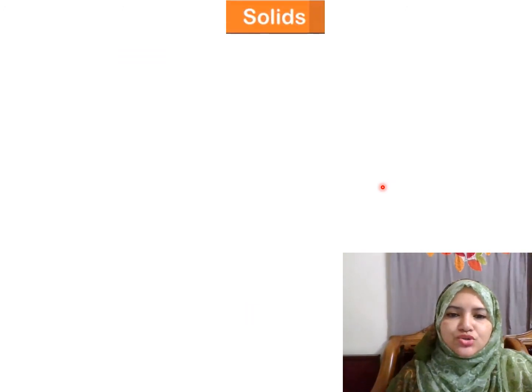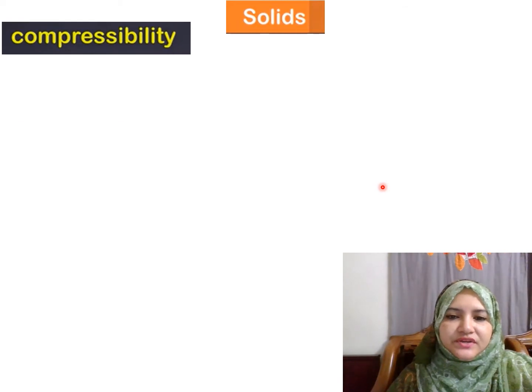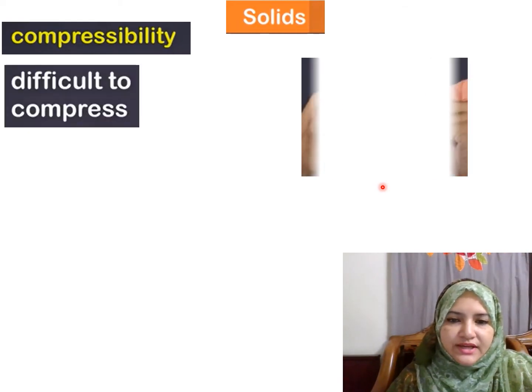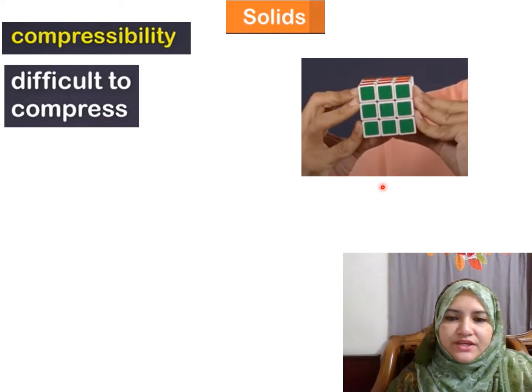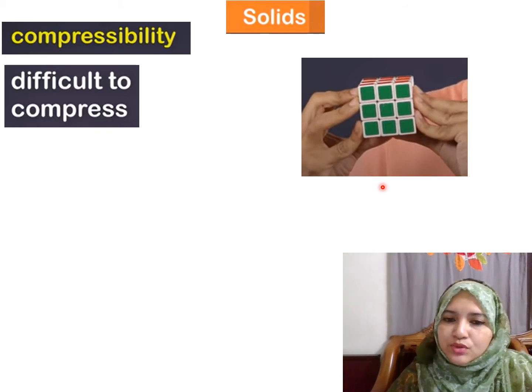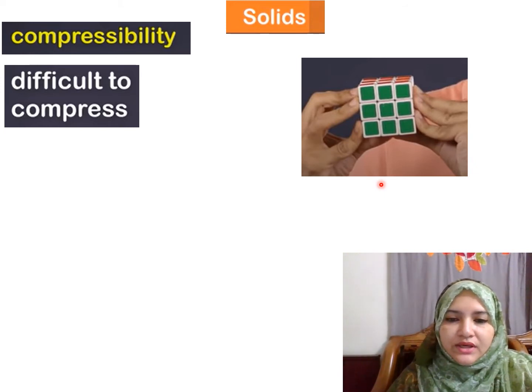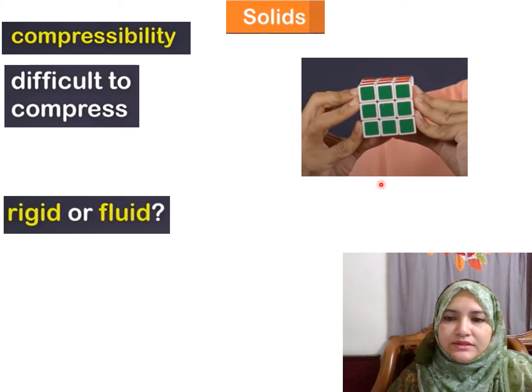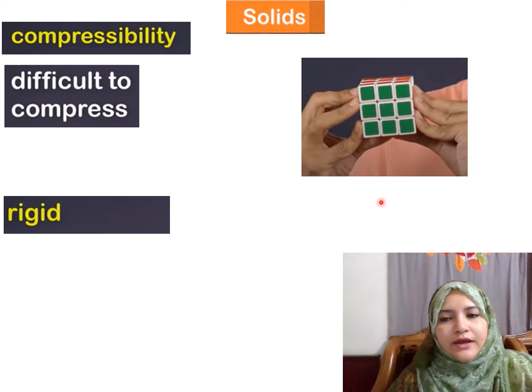And let's look at the compressibility of solids. Usually, solids are difficult to compress. For example, if I try to press the cube, I cannot compress this cube. Okay, and are solids rigid or fluid? The answer is rigid, because they have a fixed shape, and fluids are things that can flow.